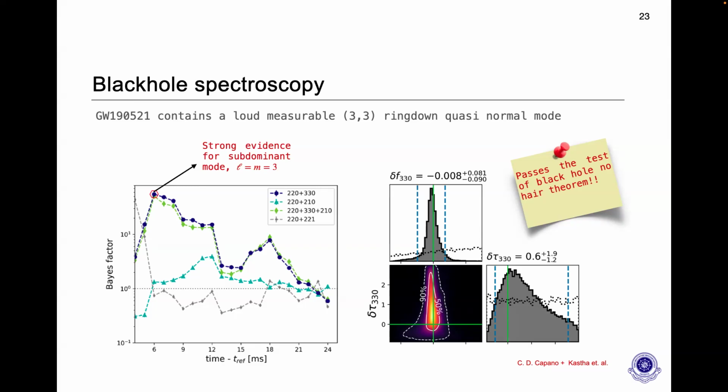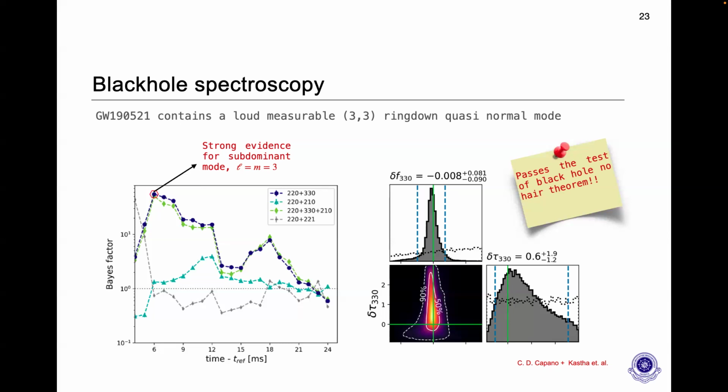How can you do that? You can add a deviation in frequency and damping time to your secondary subdominant mode. So you have one mode, 220, which has frequency F220 and damping time tau 220. You have the frequency and the damping time for 330, as well as some delta F deviation to the frequency and the damping time of the 330 mode.